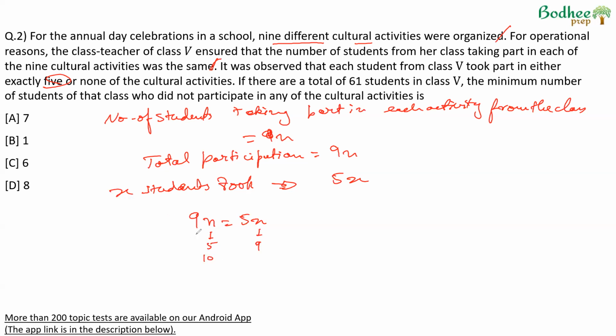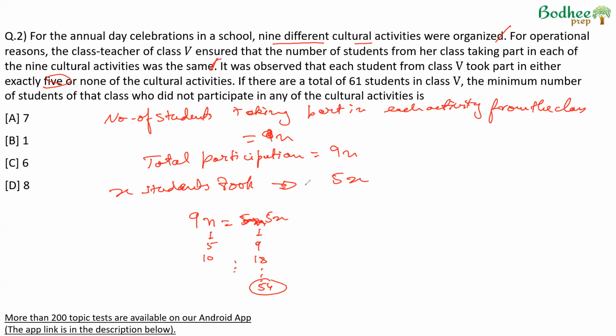Or n as 10, a multiple of 5, in which case x will be 18 and so on. The maximum value that x can take, less than 61, is 54, a multiple of 9. X has to be a multiple of 9. Because the total number of students is 61, the maximum value that x can take is 54.